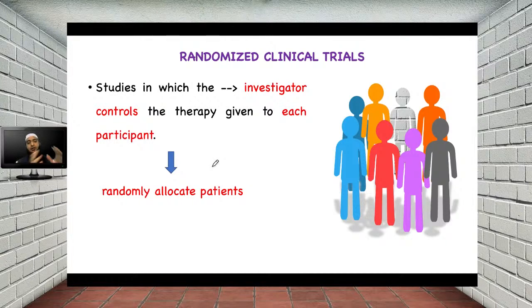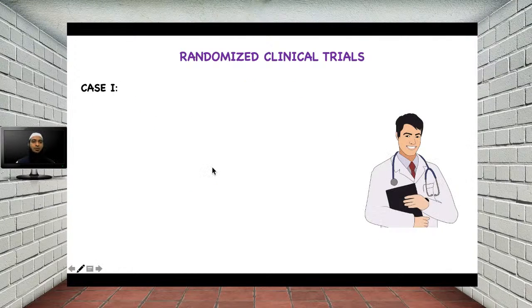For example, one set of patients will be receiving drug A. The other set of patients, which are randomly allocated, will be getting drug B, and they are not aware which patient is receiving drug A and which is receiving drug B. This type of clinical trial is called a randomized clinical trial. It is a very important and very good design of clinical trials, and it is also used in pharmacoepidemiological studies.